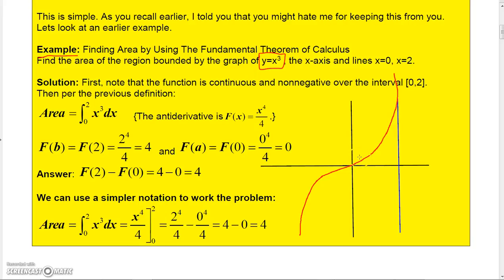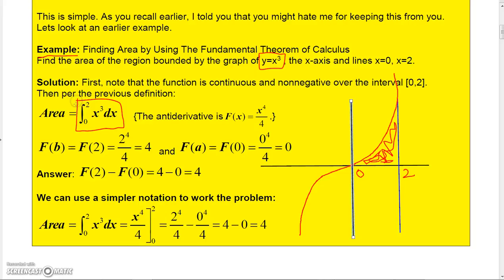Okay, so basically if you look at the graph between 0, which would be right here, and 2, I drew this vertical line here to represent 2, you can see that we're looking for the area in here, and you'll notice that the graph is non-negative and continuous as we go from 0 to 2. So basically we know that this area can be calculated by this definite integral.